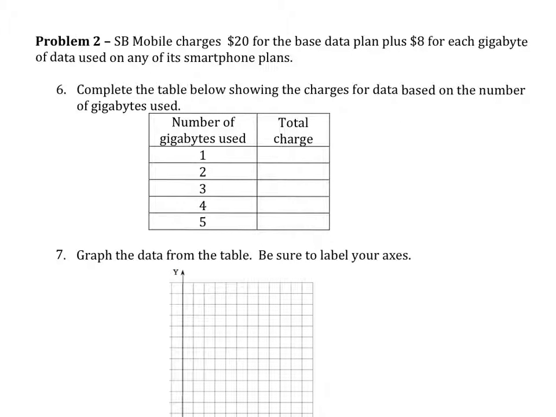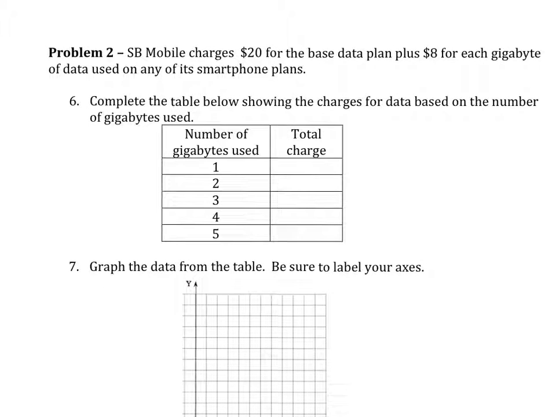Okay, so problem 2 says Springboard Mobile charges $20 for the base data plan. How many times are you charged that $20? Once. One time you're charged $20 for the base plan, plus $8 for each gigabyte of data you use. Okay, so then number 6 says, complete the table below showing the charges. So for 1 gigabyte of data, how much are you charged? $28. How did you figure that out? Add 20 plus the 8 for 1 gigabyte. $20 base charge, $8 for 1 gigabyte of data.